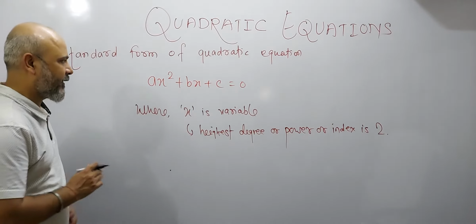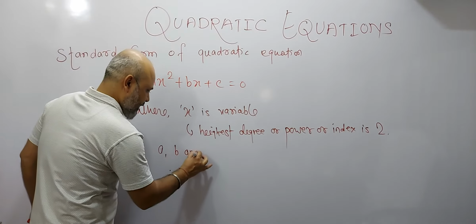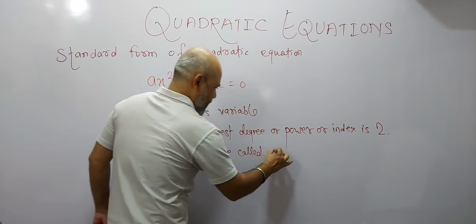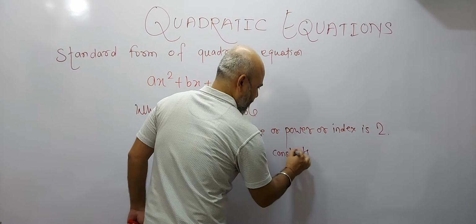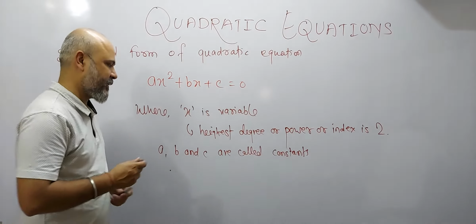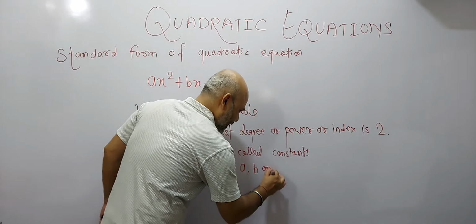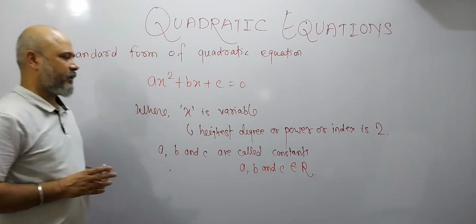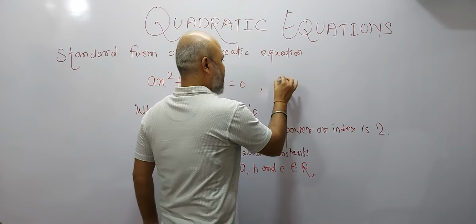If the highest degree, power or index of the variable x is 2, then it is called quadratic. What are a, b and c? a, b and c are called constants and they belong to real numbers. Provided one more thing, a is not equal to 0.